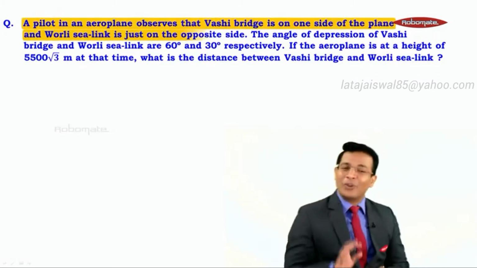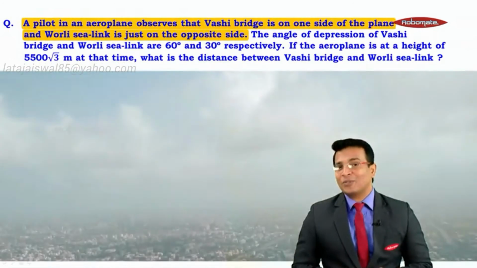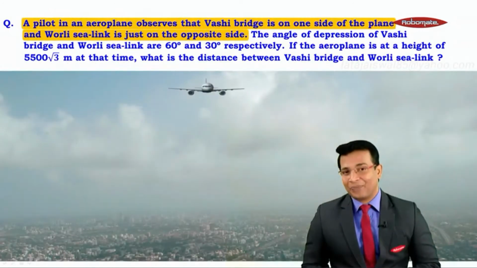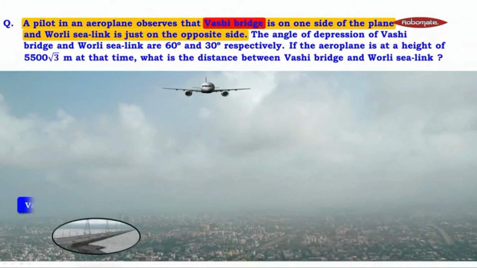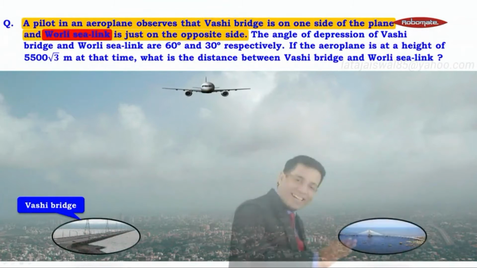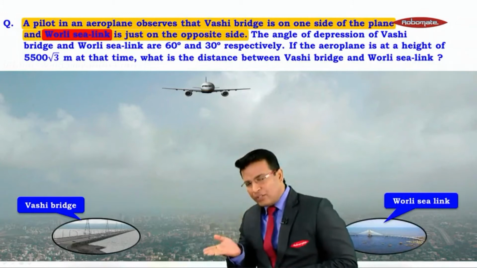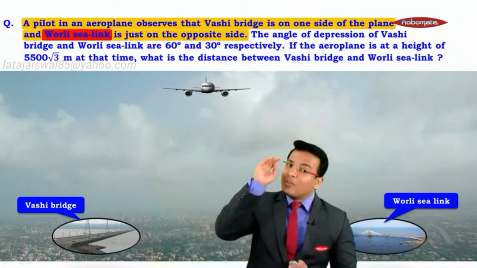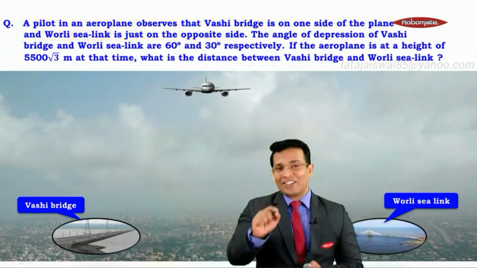Let's understand how we are doing it. When you read the first line, it says a pilot in an aeroplane. So there is a pilot in an aeroplane here. He is observing Vashi Bridge on one side and Worli ceiling is on the opposite side. So obviously the opposite side is going to be the other side here. So he's first observing Vashi Bridge, then he's observing Worli ceiling, and he's observing from the top. He's looking down.